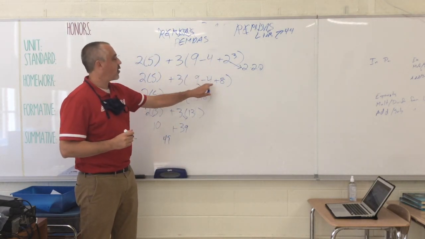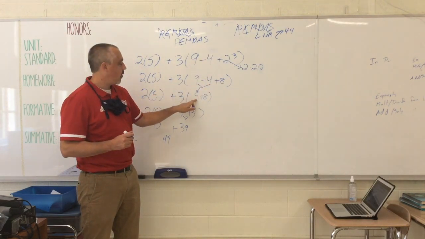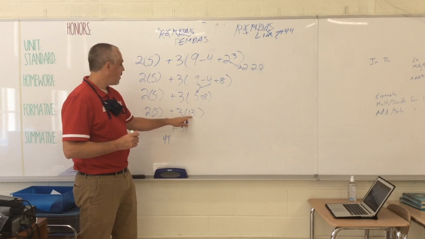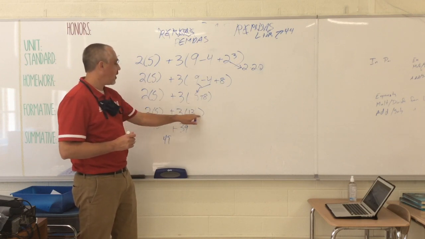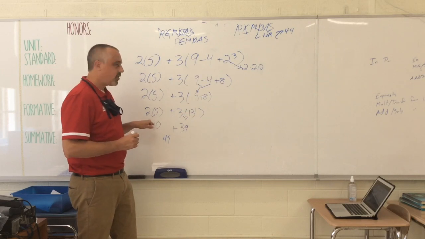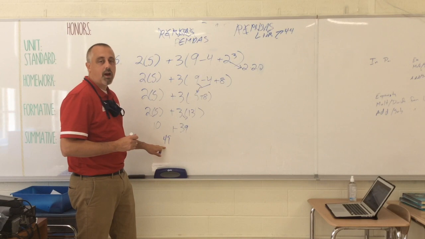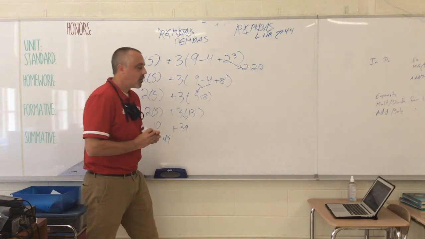Now from here, you have to go left to right. It's not 4 plus 8 first, it's 9 minus 4 first. So I wrote out 5 plus 8. Now that I do that, I simplify to get 13. I multiply 3 times 13, or I now have 2 times 5 plus 3 times 13. I do my multiplication from left to right, so I do my 10 plus 39, and I get 49. So check back your work to see if you made a mistake anywhere, and check your answer.